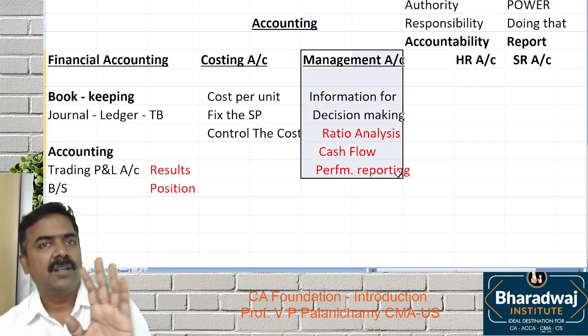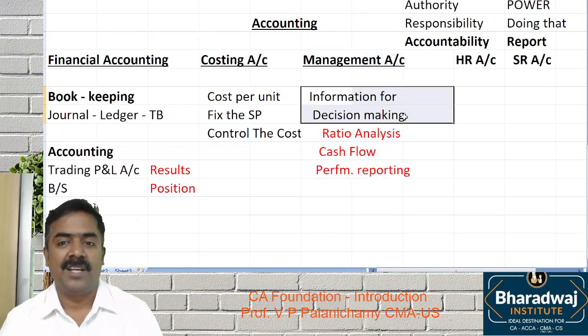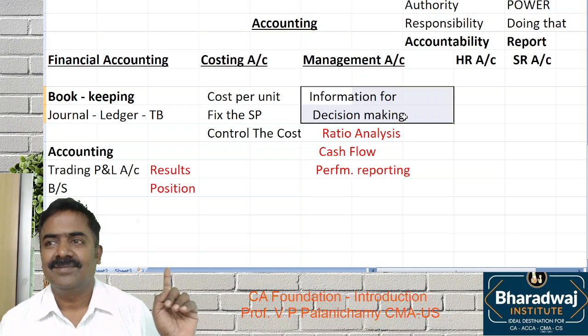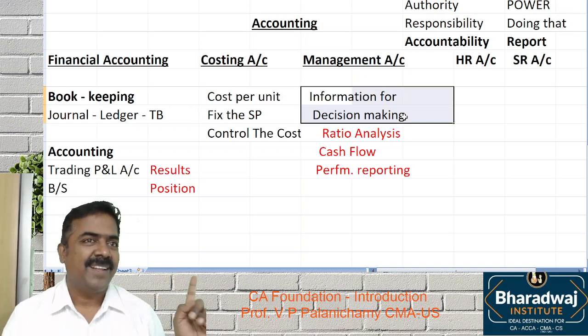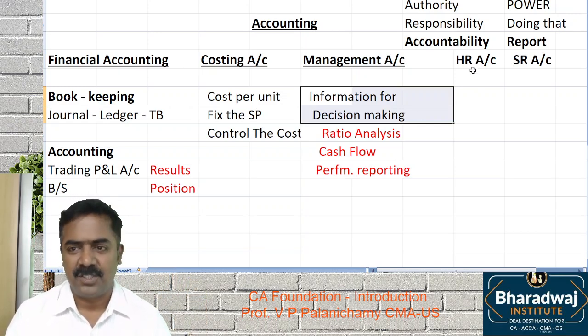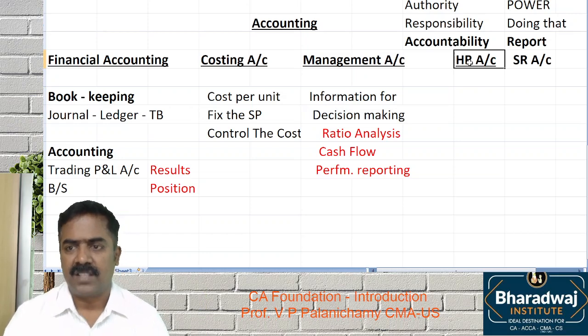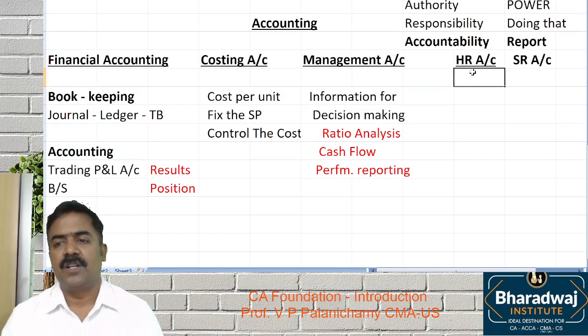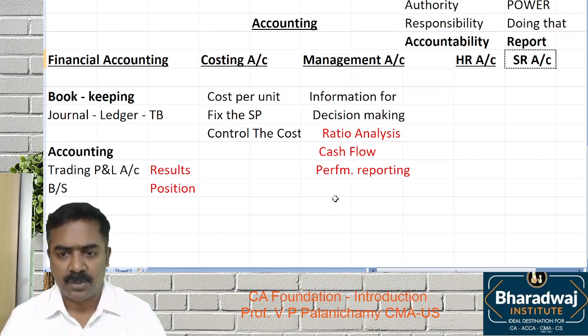So simple. To run and manage the business effectively, you require the help of which accountant? Management accountant also. They don't decide. Please look, are they deciding? What do they do? They provide information for decision making. What is the next one? Human resource accounting. Sir, what is human resource accounting?